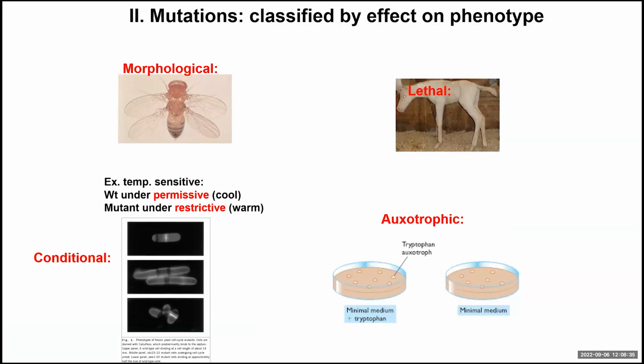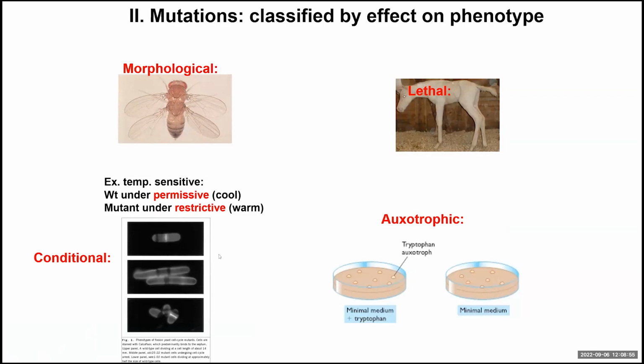All of these different mutations can result in different types of effects. So, for example, they might cause morphological effects. These are things that would change appearances. They might cause conditional effects. These are effects that only occur under certain conditions.